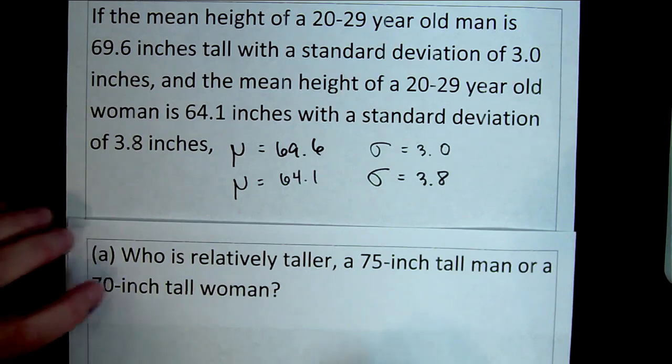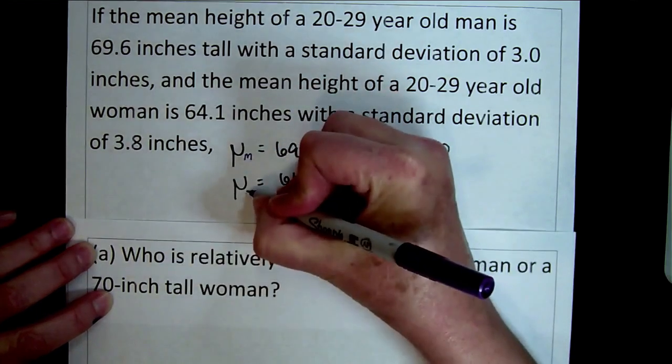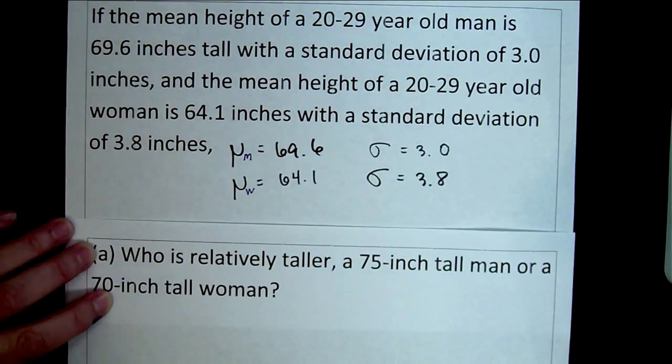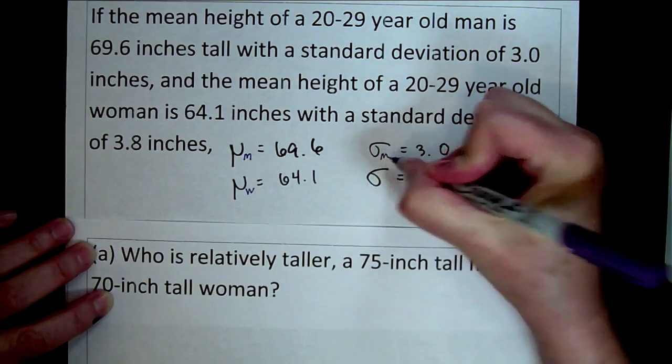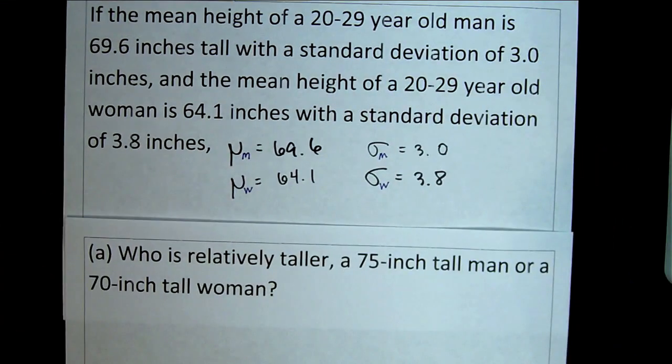So I'm going to use a subscript. How about M for men and W for women? M for men and W for women. So now I know not only that mu is the mean, but which mean it is. It's the men's or the women's mean.